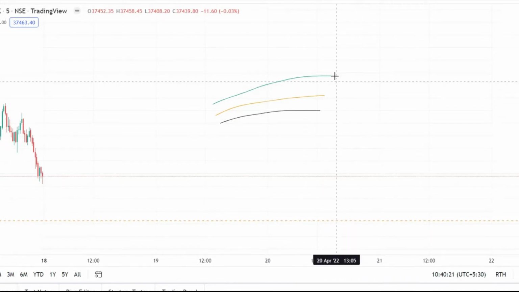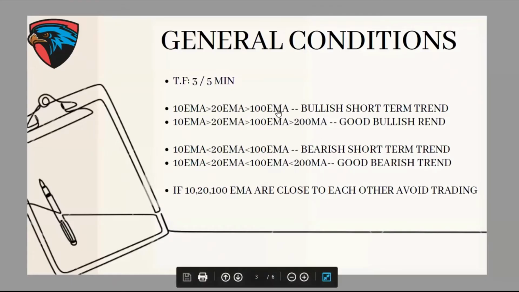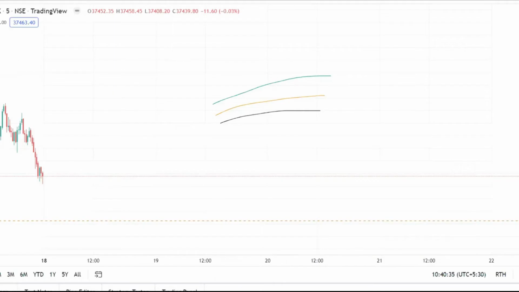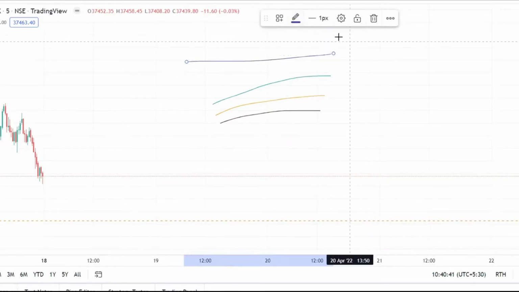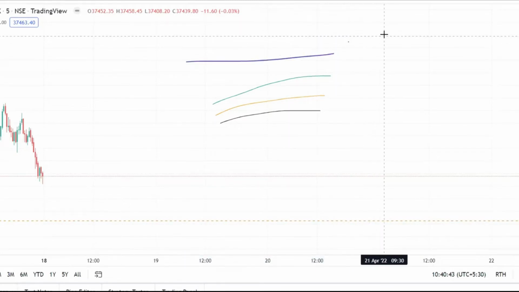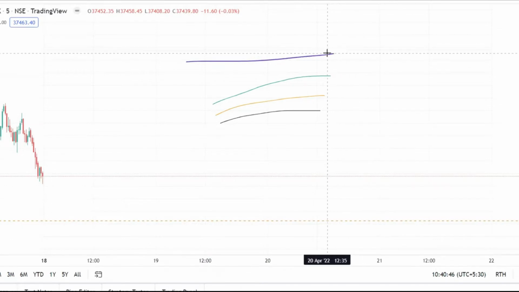So we can see the 10 exponential moving average is greater than the 20, and the 20 is also greater than the 100. So this condition has been satisfied. And in that, let's say our 200 moving average is somewhere here. We will mark it with purple, and we'll mark it a bit big. So this is the 200 moving average. This is the 10 EMA, this is the 20 EMA, and this is the 100 EMA.